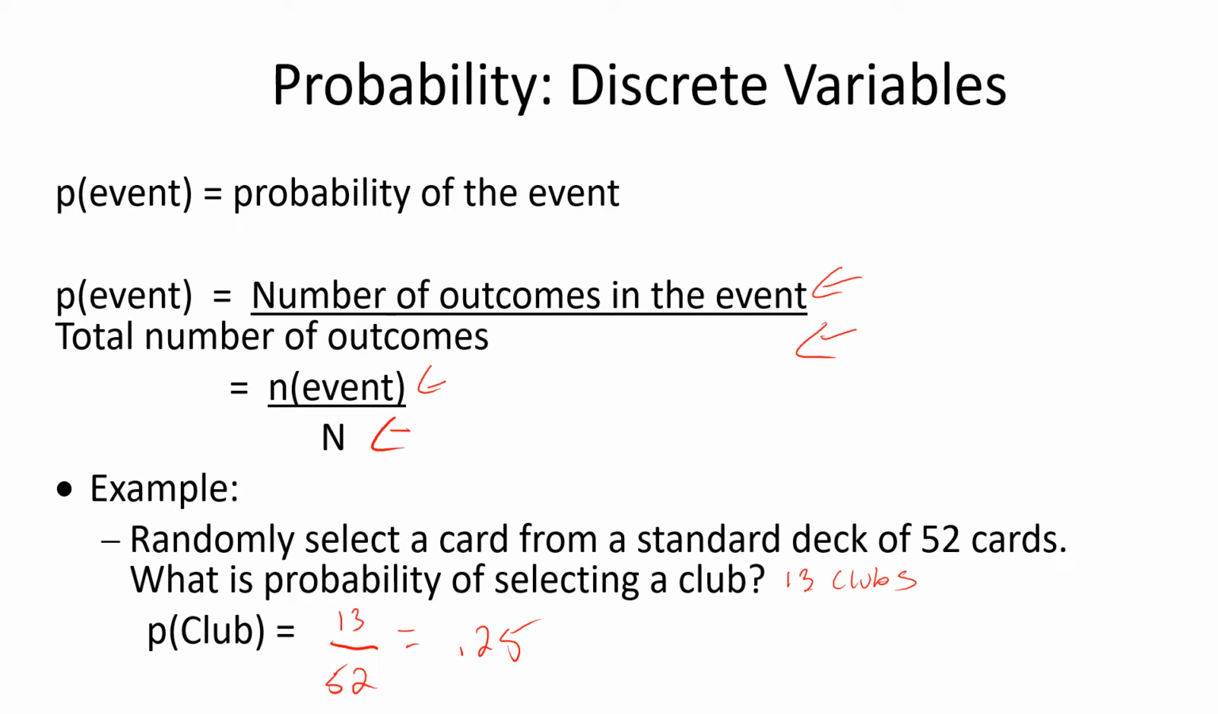is 0.25 or 25%. You'll hear me quite often convert a probability into a percentage. You just convert a probability to a percentage by multiplying by 100, just like when we took those relative frequencies and converted them to percents. You just multiply by 100. So we multiply a probability by 100 to get a percentage. So the probability of getting a club when you draw one card out is 0.25 or 25%.